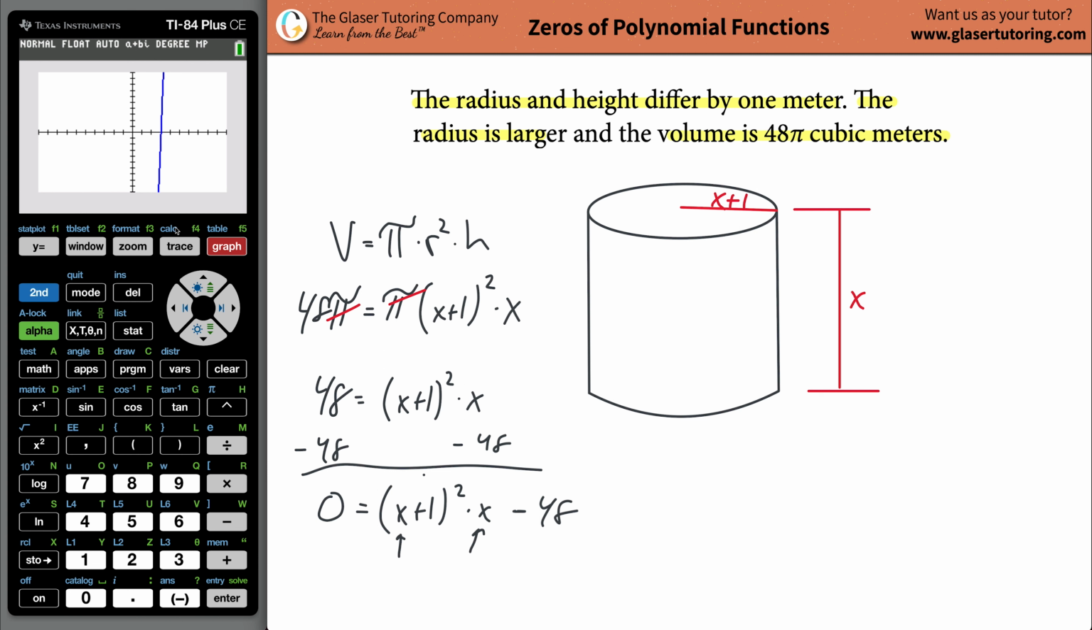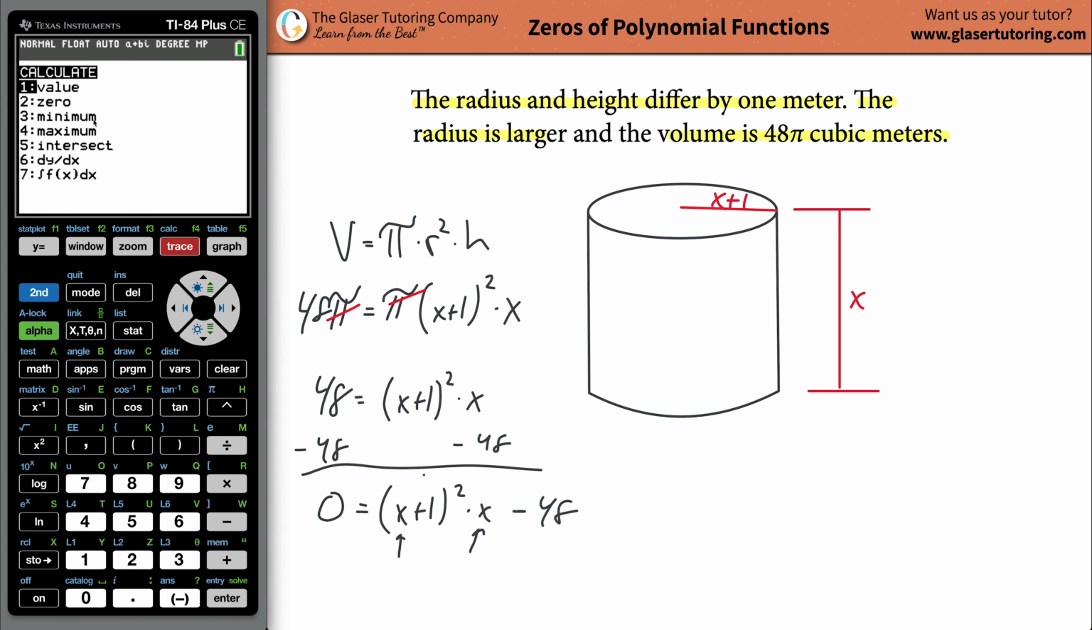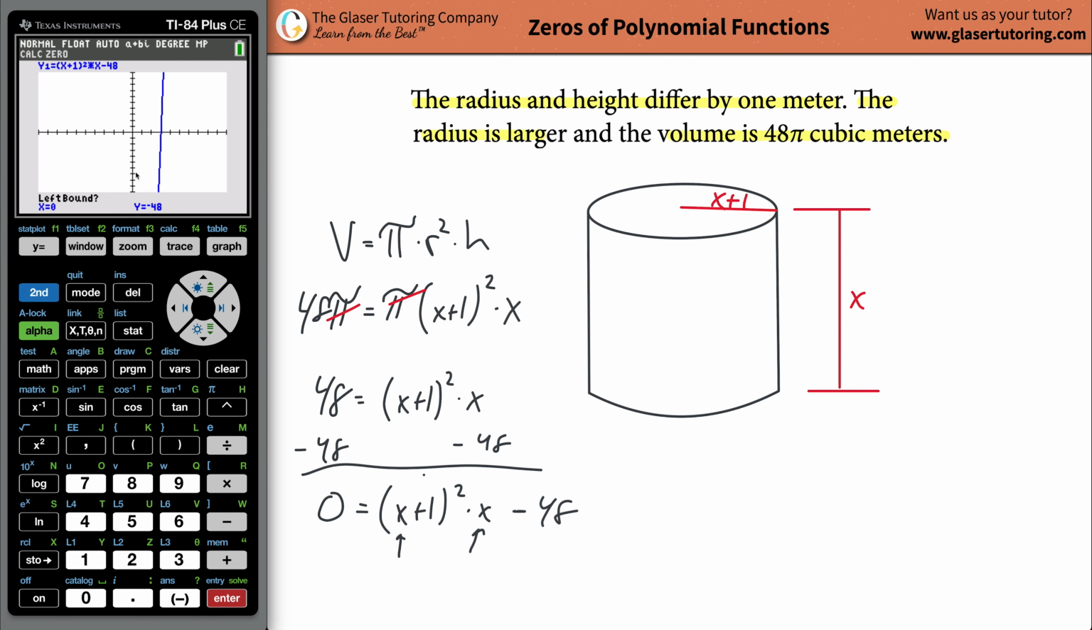But if you're not convinced, use the calc function here. Go second trace, scroll down to 0, and hit enter. This is going to calculate now that actual 0 value. So you're going to go left bound of the point. Now you know the point's about 3, so just stop at about 2. That's fine, because that's to the left.